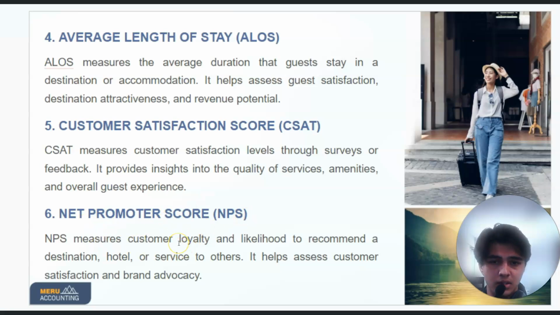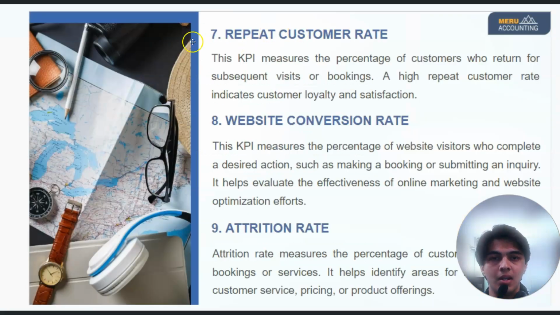Next is net promoter score. This indicator measures customer loyalty and the likelihood to recommend a destination, a hotel, or a service to others. If your customers liked your service, then surely he or she will recommend it to some other person or to their friends. That is what the net promoter score indicator is. Next is the repeat customer rate. This indicator measures the percentage of customers who return to your business for visiting or for booking their next tour.